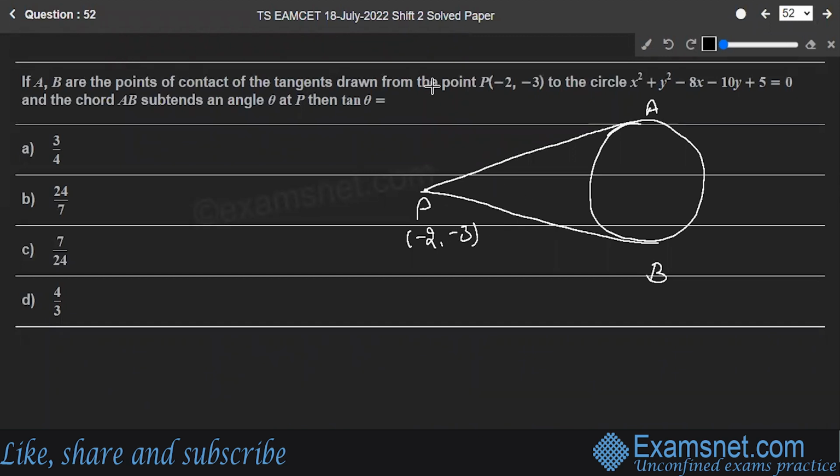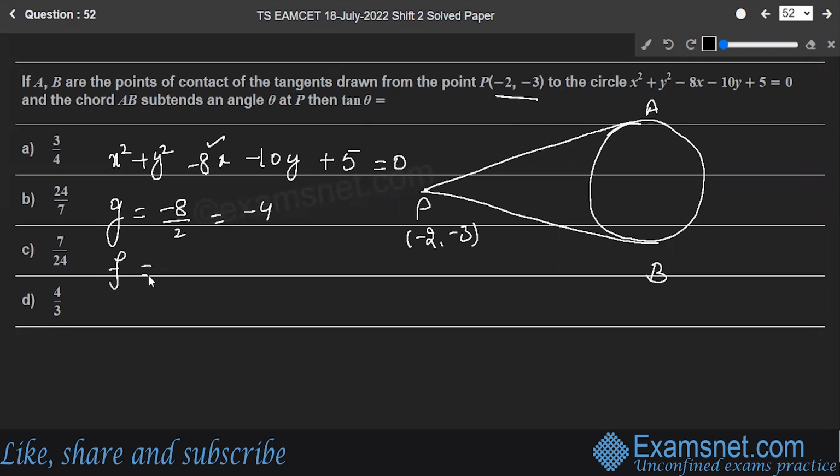A and B are the points of contact of the tangents drawn from this point to this circle, that is x square plus y square minus 8x minus 10y plus 5 is equal to 0. Here, g is minus half the coefficient of x, that is equal to 8 by 2, so it is minus 4, and f is similarly minus 10 by 2, that is minus 5. C in this case is 5.